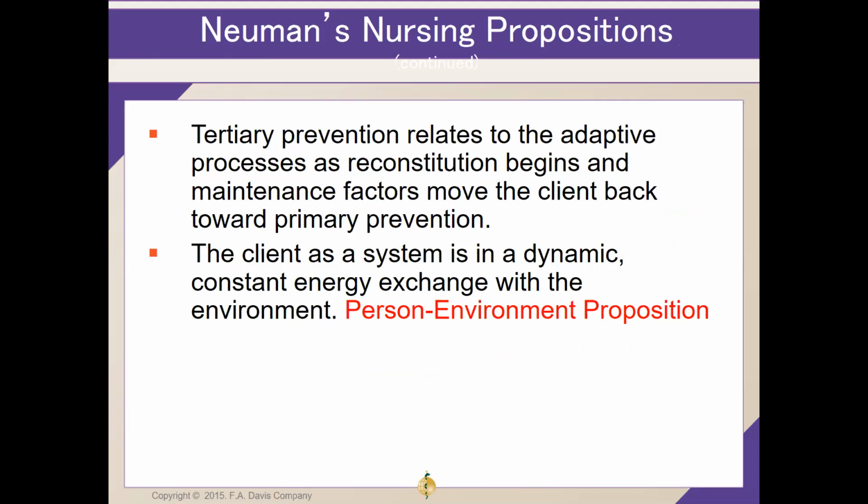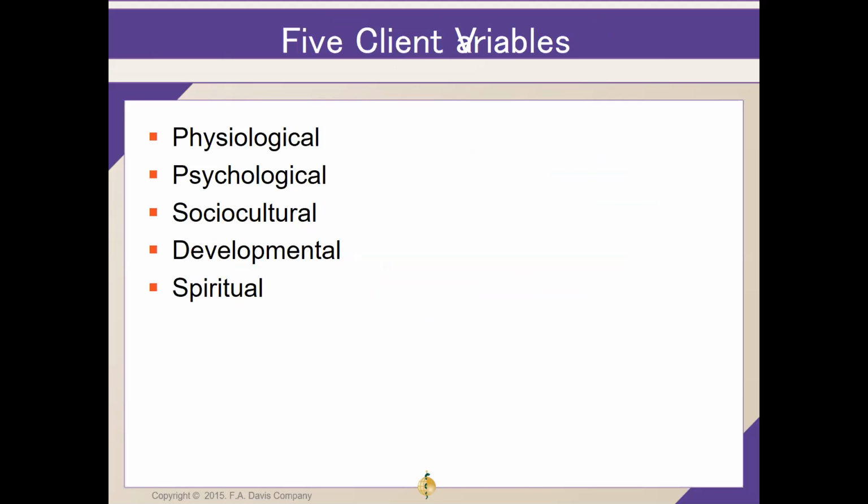So in this case, after the person receives the medication, you might start to work again for weight loss, restoration of diet, and returning the person to their pre-symptom health. So the client is dynamic, constant energy exchange with this, and that is another proposition of this particular nursing systems theory. Here are the 5 elements that help define what it is to be human.